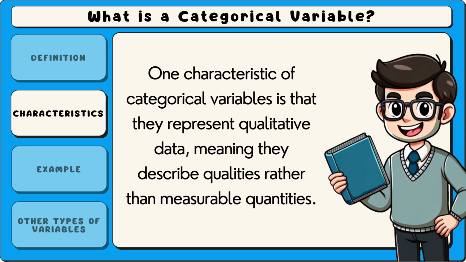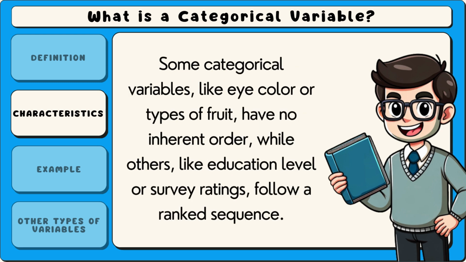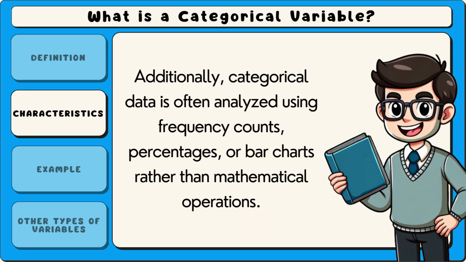One characteristic of categorical variables is that they represent qualitative data, meaning they describe qualities rather than measurable quantities. Another characteristic is that they can take on a limited number of possible values, such as red, blue, and green for colours. Some categorical variables like eye colour or types of fruit have no inherent order, while others like education level or survey ratings follow a ranked sequence. Additionally, categorical data is often analysed using frequency counts, percentages, or bar charts rather than mathematical operations.